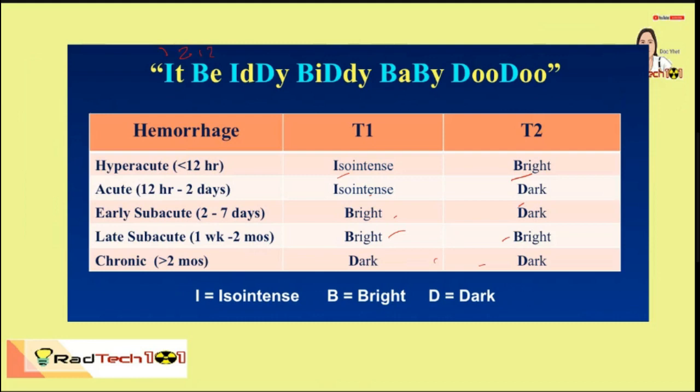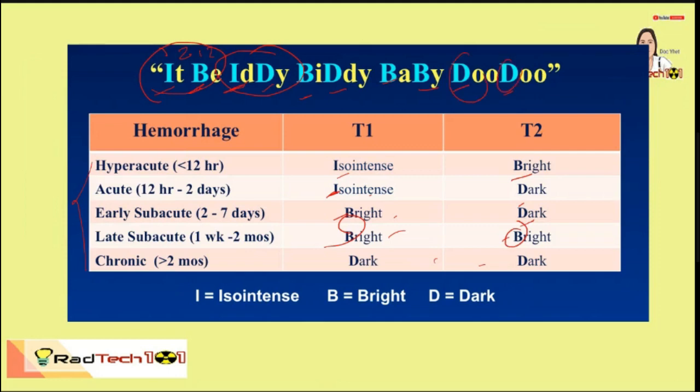So in T1, basta magkakasunod lang ito. T1 iso-intense, then in T2 this is bright. And then T1 iso-intense, then T2 dark. Okay, so this is for T1, this is for T2. Then bright, bright, dark, bright, bright, and then dark, dark.